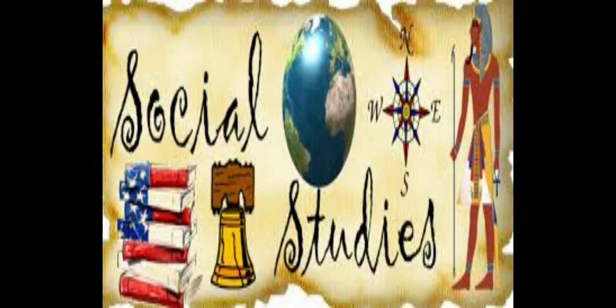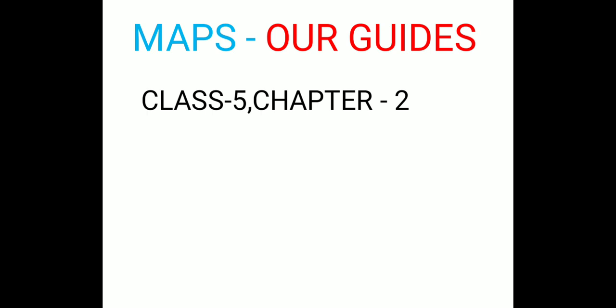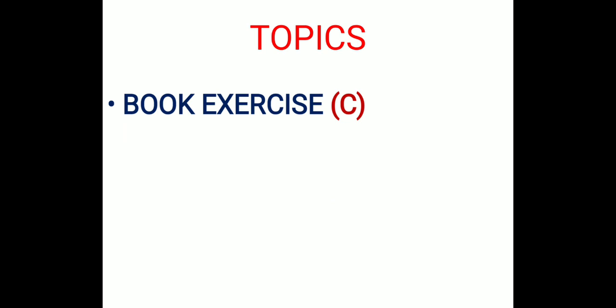So now let's start with our social science class. Students, today we will study chapter 2, Maps, Our Guides. In this we will discuss the book exercise part C. We have already done book exercises A and B in earlier classes. Today we will discuss book exercise C and we will also do the life skills activity.